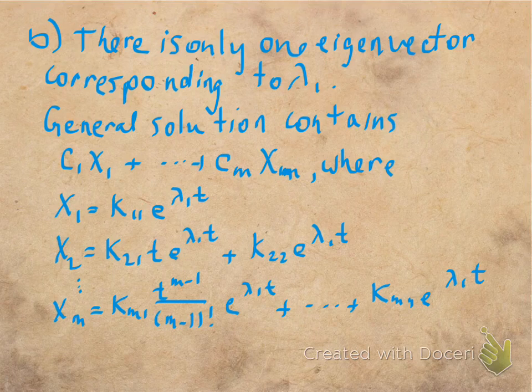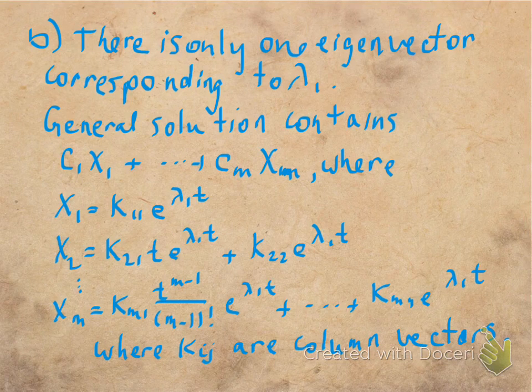xm is of the form km1 t to the m minus 1 over (m minus 1) factorial e to the lambda 1 t plus, etc., plus kmm e to the lambda 1 t, where our kij are column vectors that you have to solve for using the problem.